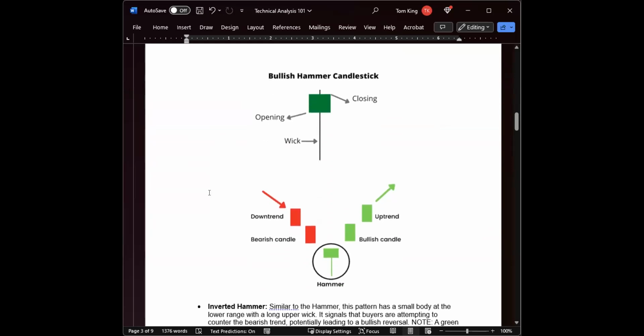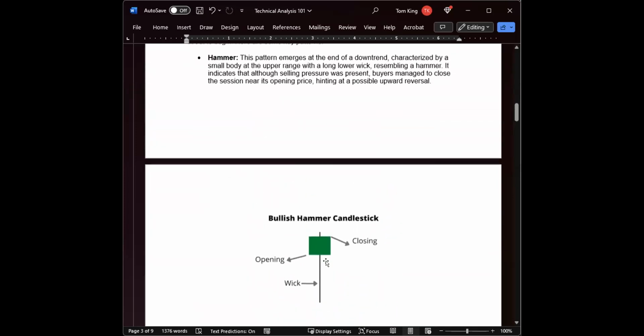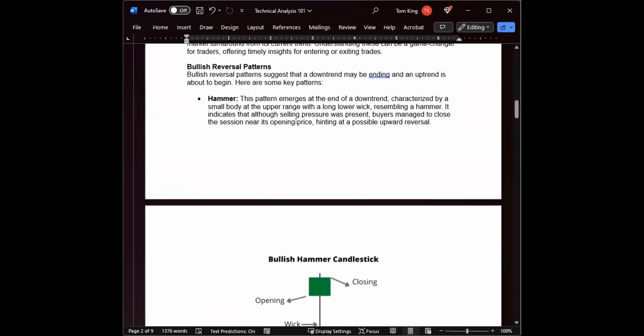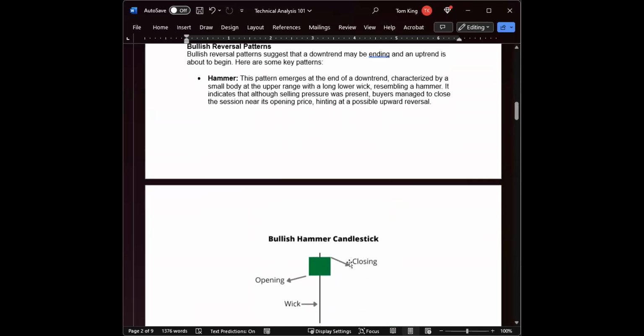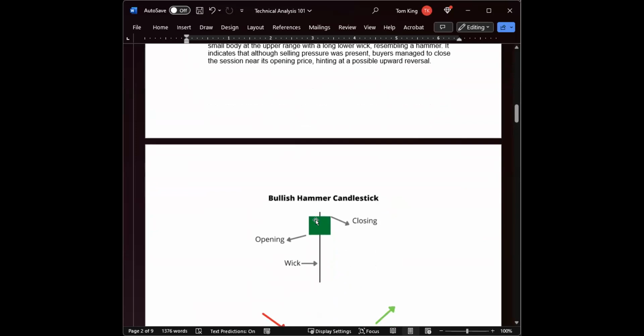So you have the bullish hammer, which typically is found at the bottom of a downtrend. If you're trending down, down, down, the hammer will occur. This is where you have a small upper body, which means sellers tried to take it down, buyers pushed it up, and buyers won the day. We closed above the open typically, and we closed near the highs of the day. Sellers tried to take us down, and then the bulls rallied us up, and we closed higher.